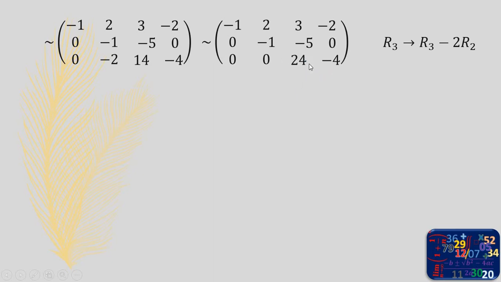Can you make this 24 to become 0 with the help of row 2? Definitely with the help of row 1 we cannot make it. With the help of row 2 also, the same logic. If we make this 24 become 0, then this place will not become 0. So that is the reason we cannot proceed further, and this is in the row echelon form.